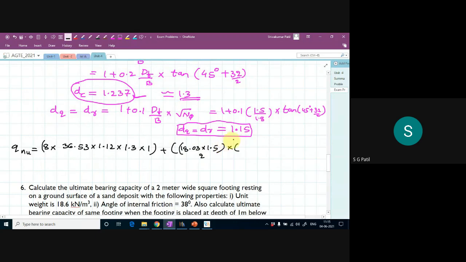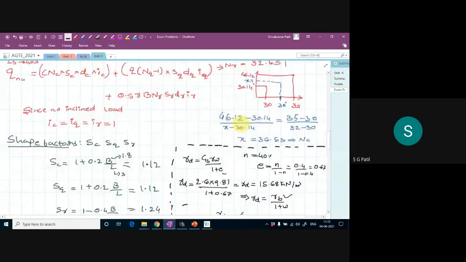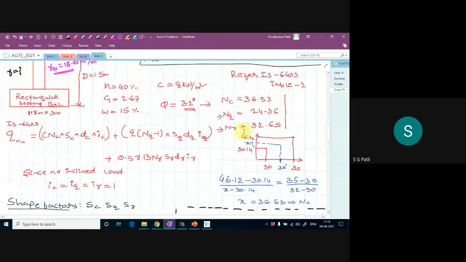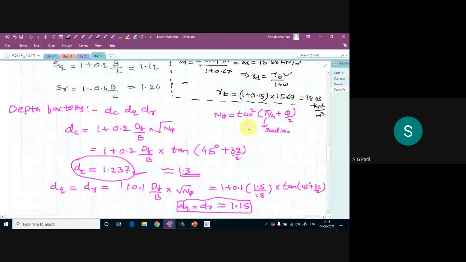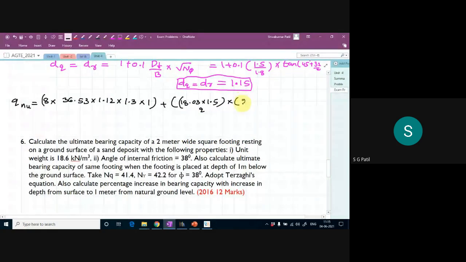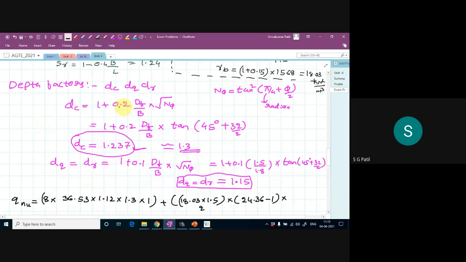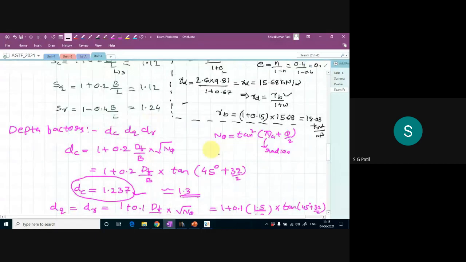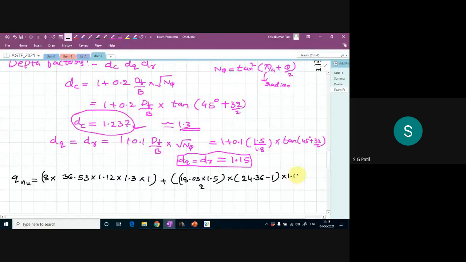Okay, so this is Q into NQ. NQ is how much? NQ is 24.36. So Q into NQ minus 1, into SQ, DQ, IQ. Okay, what is the SQ value? SQ is 1.12. Into DQ. DQ value is how much? DQ is equal to 1.15. IQ anyway it is 1. Okay, so this is my second term.